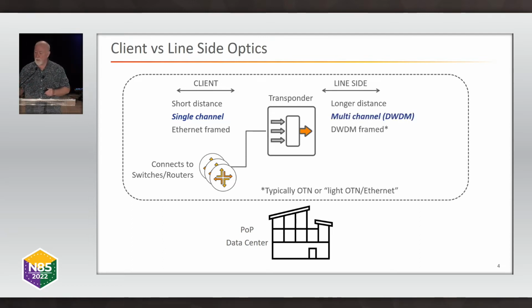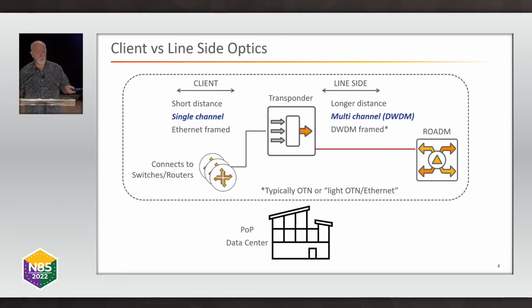On the line side, we have optics that are designed for much longer distance. They will be also designed to output multiple channels. Now, eventually this will be DWDM, but even on a single wavelength, you may be carrying multiple Ethernet services, because you could have an 800 gigabit wavelength, and it could be carrying 2 400 gig E services, or 1 400 gig E service and 4 100 gig E services. And so it will be framed appropriately.